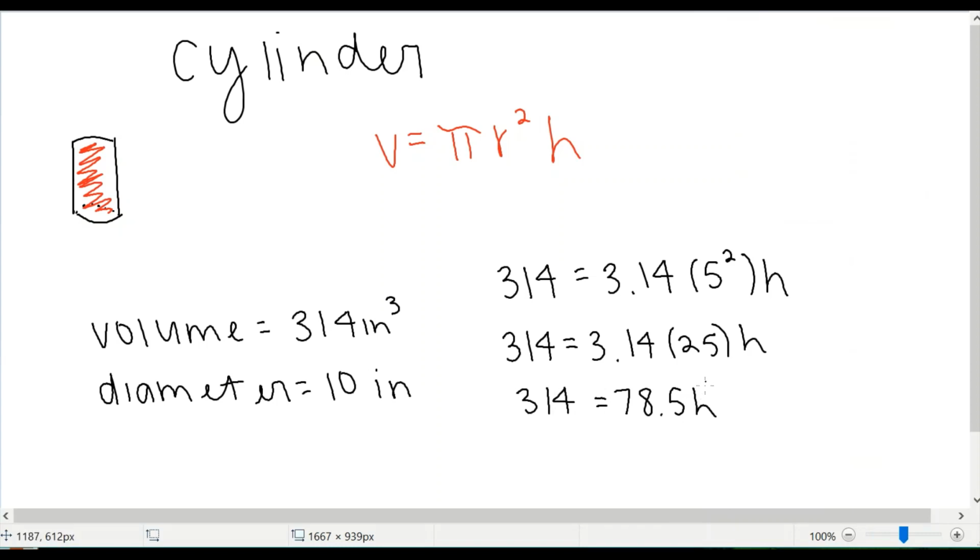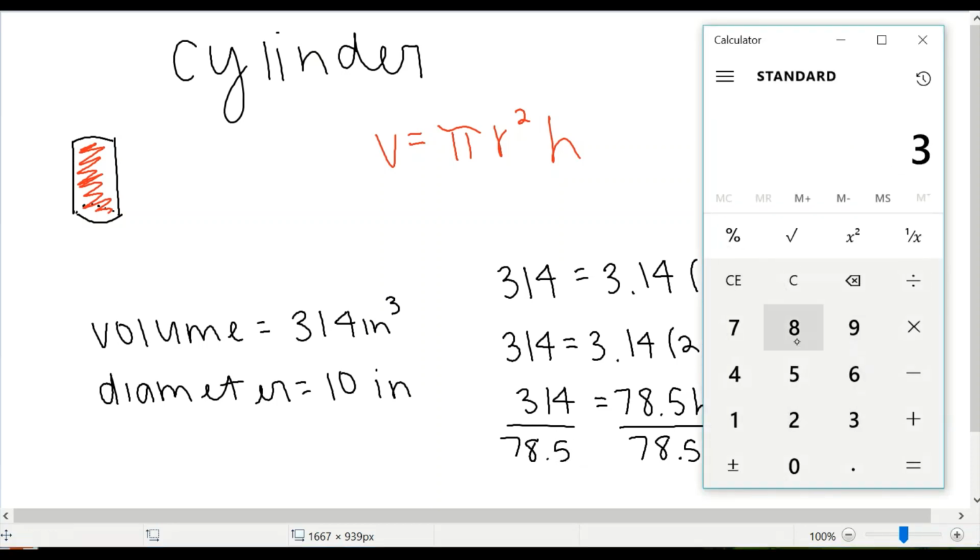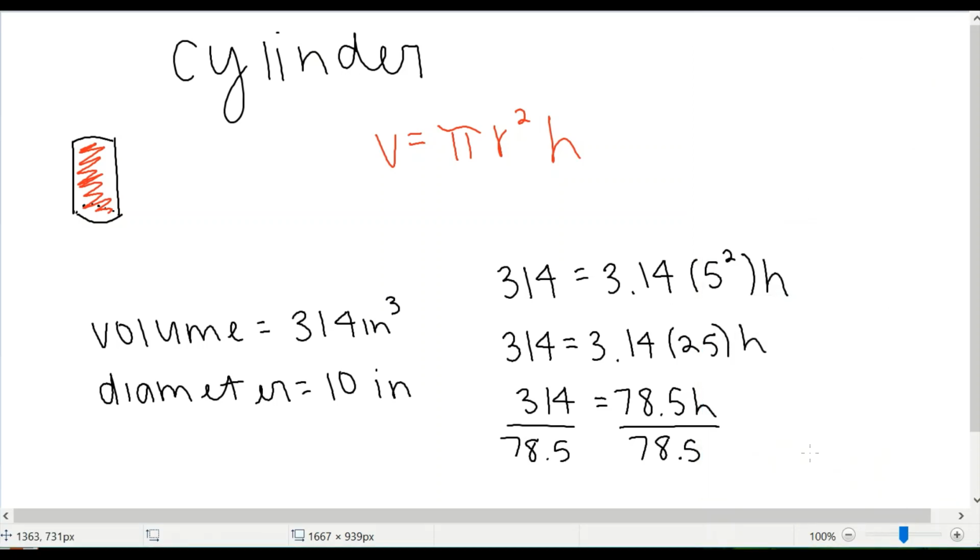Perfect. Now to get h by itself, I would just divide both sides by 78.5, and then that should give me the height of that cylinder. 314 divided by 78.5, and I end up with a height of 4. So h equals 4, and I'm talking about inches. 4 inches. So that cylinder had a height of 4 inches, had a radius of 5, and the volume was 314. So that's another type of problem you might get where you have to work backwards.